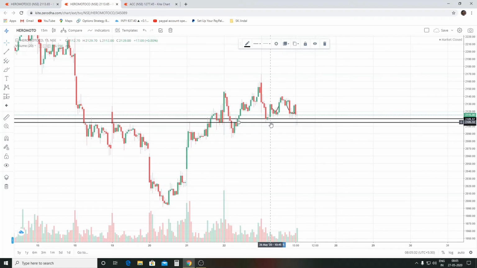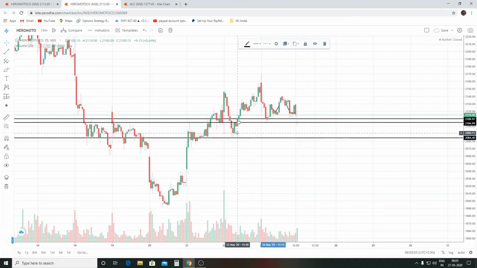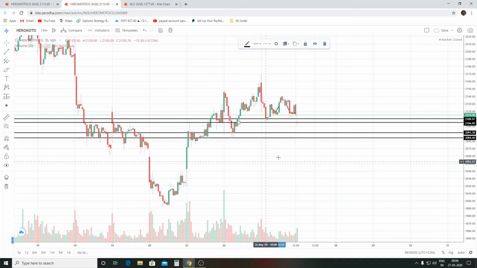Because to define a support zone you need at least a considerable amount of points. Let's say Hero MotoCorp is trading at 2109, so at least you need 2 to 5 points. If a stock is trading at 10,000 rupees, then at least you need 10 to 20 points. So drawing one more support zone for Hero MotoCorp. Now this time I'll place it at the open of the green candle. So the process is actually really simple.